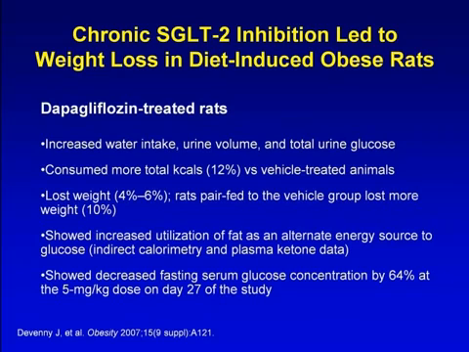It also showed increased utilization of fat as an alternate energy to glucose. This was done by a method called indirect calorimetry and plasma ketone data. It also showed that the fasting serum glucose concentration was decreased by 64% at the 5 milligram per kg body weight dose on the 27th day of the study. So, in summary, this slide shows that there are several metabolic effects of SGLT2 inhibition that may or may not be directly related to just excretion of glucose in the kidneys.